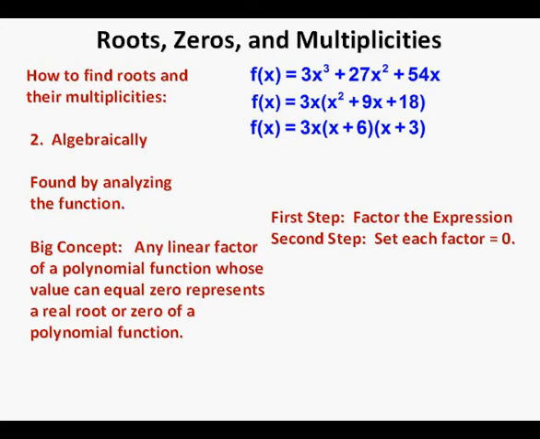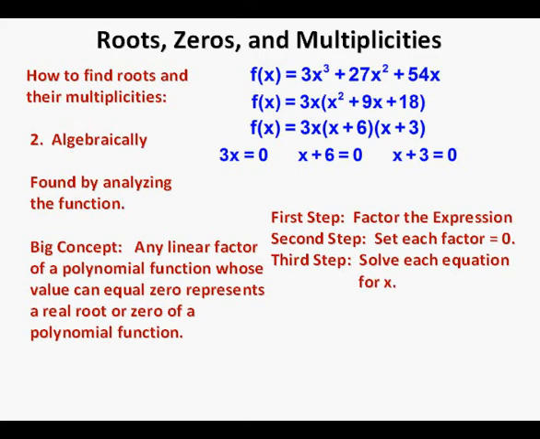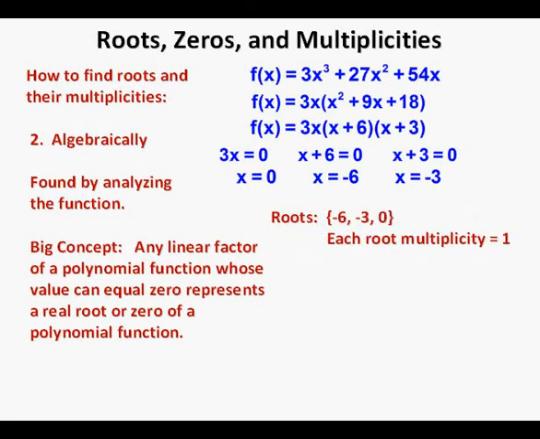Now for the second step, set each of the linear factors equal to 0. And here are each of the factors set to 0. We have 3x equals 0, x plus 6 equals 0, and x plus 3 equals 0. And the last step is to solve each equation for x. And those solutions are x equals 0, x equals negative 6, and x equals negative 3. So the roots are negative 6, negative 3, and 0, each with a multiplicity of 1.